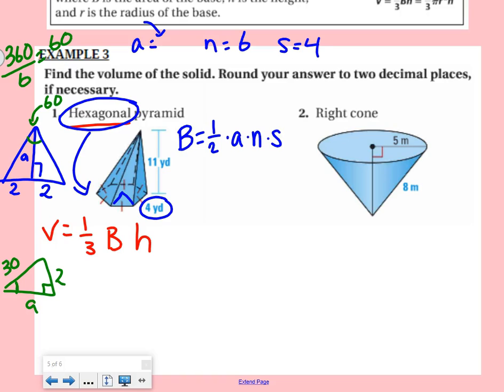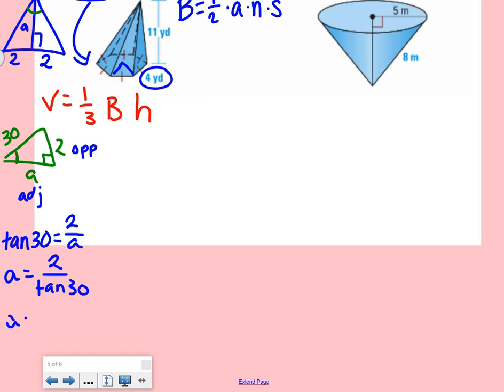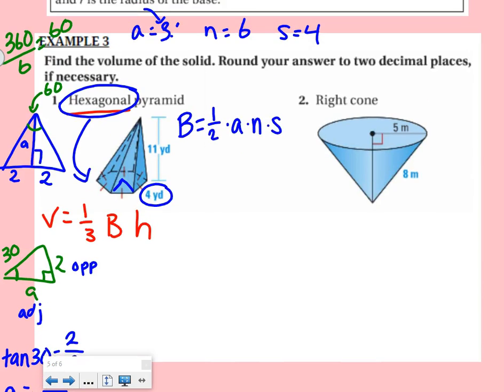Use a trig ratio to solve for A. We would want to use tangent because we have the opposite side and the adjacent side. So the tangent of our 30-degree angle is equal to our opposite side over our apothem. Solving for A, we get A equals 2 over the tangent of 30. So then A equals 3.46. So if we go back up here, A equals 3.46.